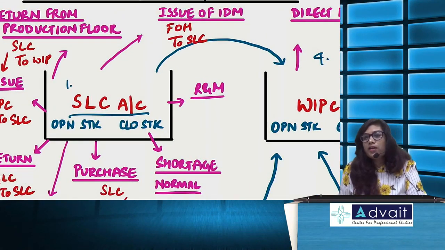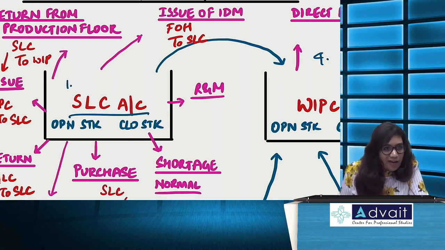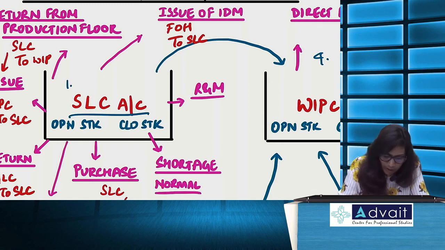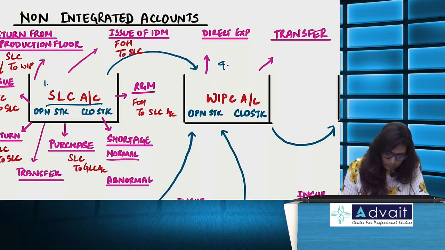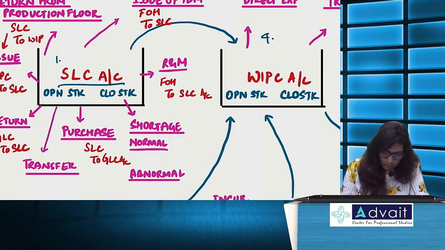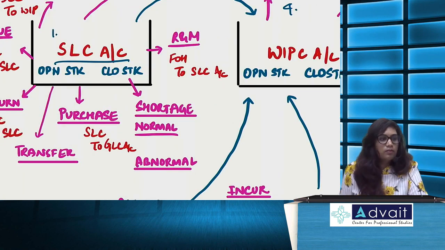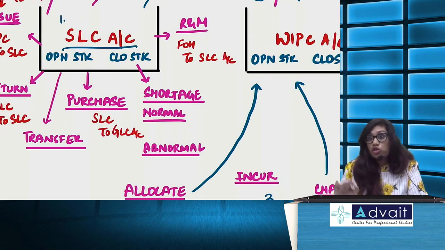Suppose material is being issued towards repairs and maintenance. Then what will the entry be? Same. Repairs and maintenance comes under factory overhead. Correct? It comes under factory overhead. So it will come there only. FOH to SLC account. Guys, correct? Okay.